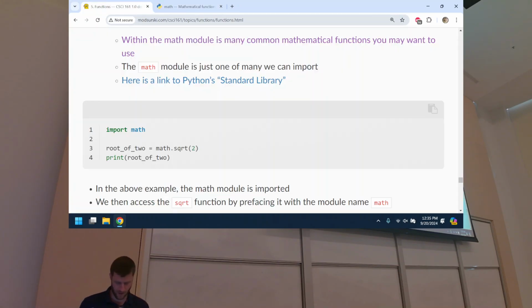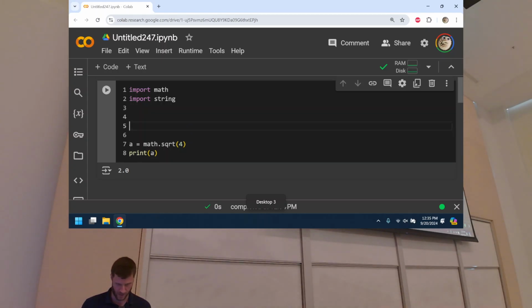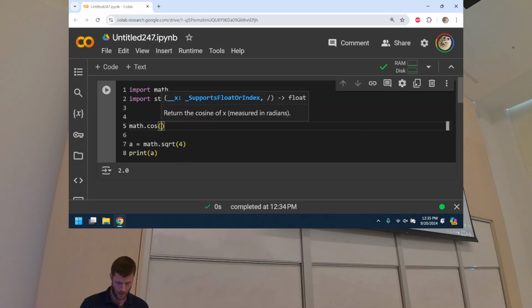Now, you may notice, too, if I were to say over here, math.cos, again, this is a Colab thing, but it'll actually tell you what's in the Python documentation. Return the cosine of x measured in radians. So this will kind of give you a glimpse of the actual documentation, which is nice.